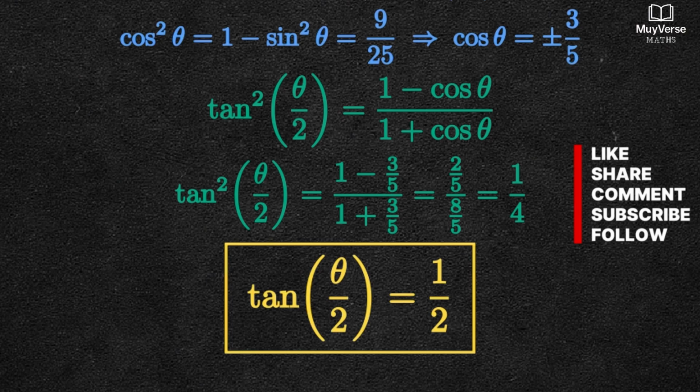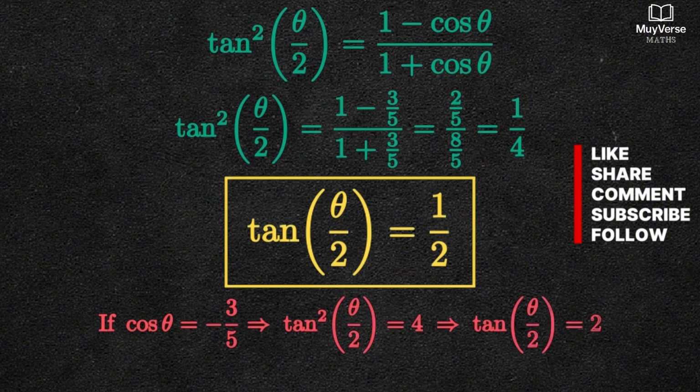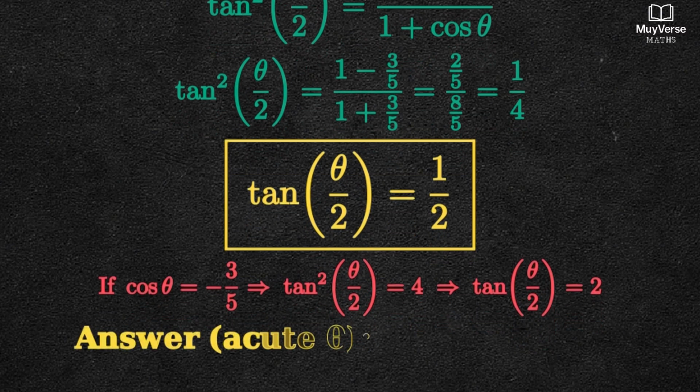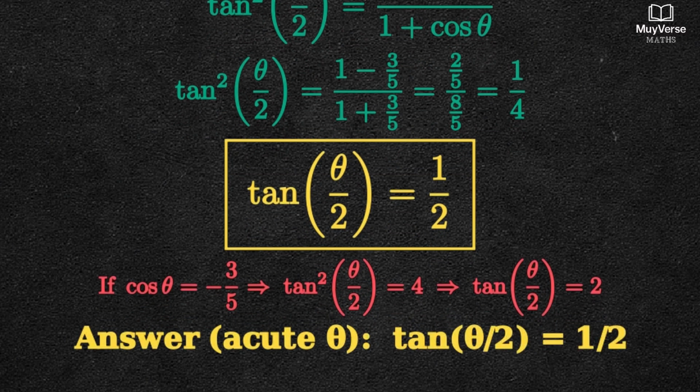For completeness, a brief branch note. Because cosine theta could also be negative 3 over 5, the same formula would give tangent squared of theta over 2 equals 4, hence tangent of theta over 2 equals 2 in that case. Most contest problems intend an acute theta, so we report 1/2.